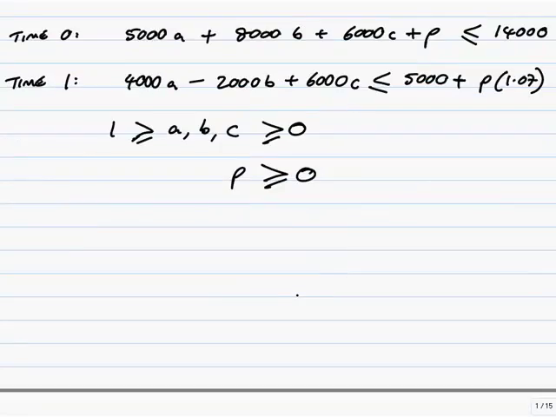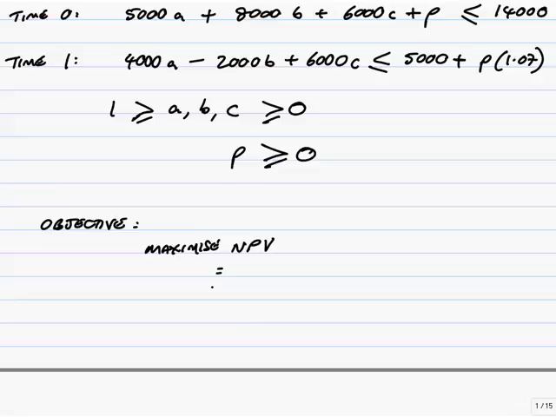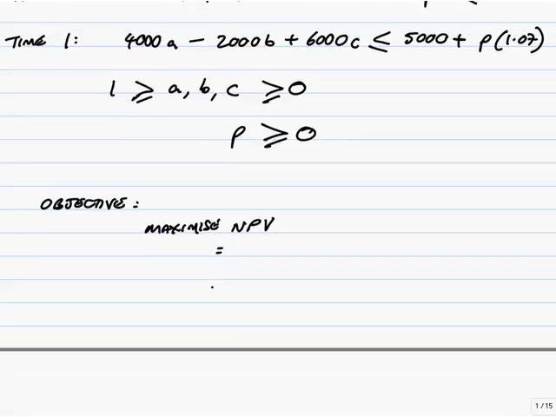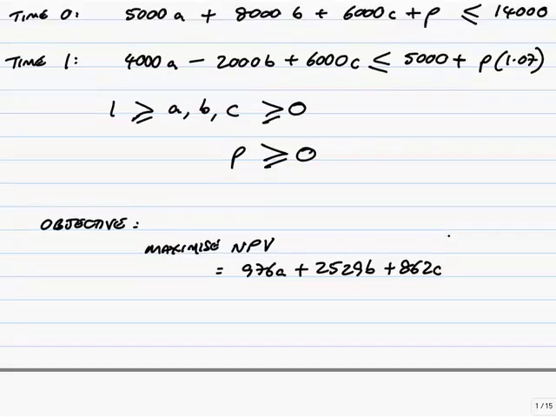Those are the constraints, and any solution we were to end up with, A, B, C and P must satisfy those inequalities. Finally, though, the objective is to maximize the NPV. The NPV, easy apart from one tiny little trick. The NPV from A is 976. If you've invested in a proportion A, it'll be 976A. Similarly, B, 2529B. C, 862C. So that bit, I hope, easy. However, remember, we may have made one more investment. The amount on deposit.